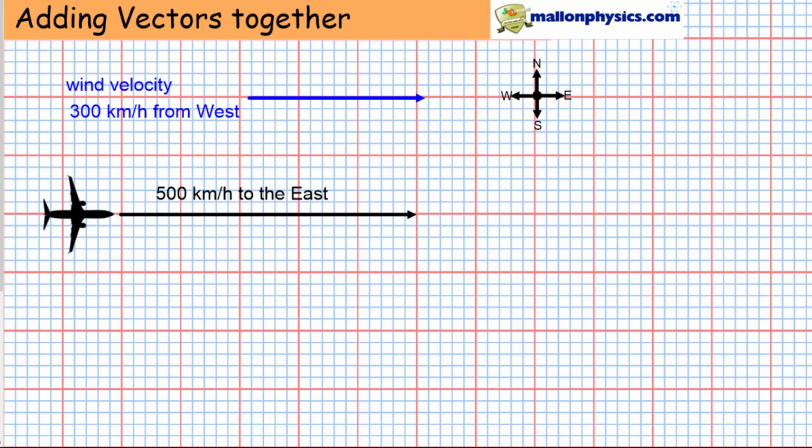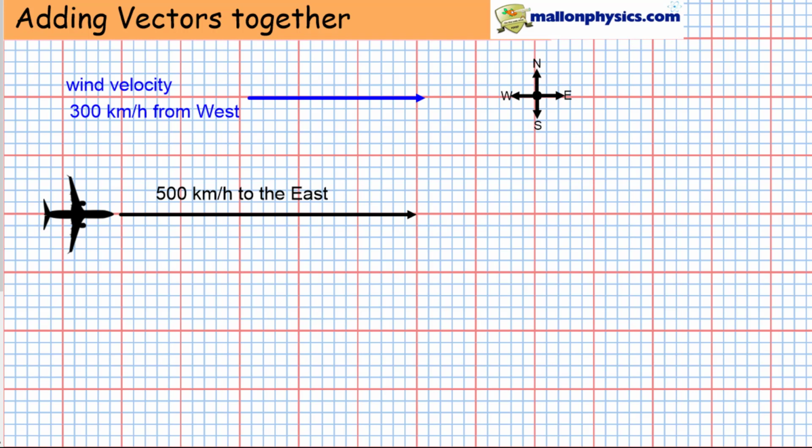Here is an example of adding vectors together. In this case it is the velocity vectors of the wind and an airliner. Now an airliner is travelling with a velocity of 500 kilometers per hour to the east. Check the little compass. Now all velocities are measured relative to the ground below, which we consider as not moving. There is a wind blowing from the west, and this means it will have a velocity vector relative to the ground of 300 kilometers per hour to the east, if you check the compass.